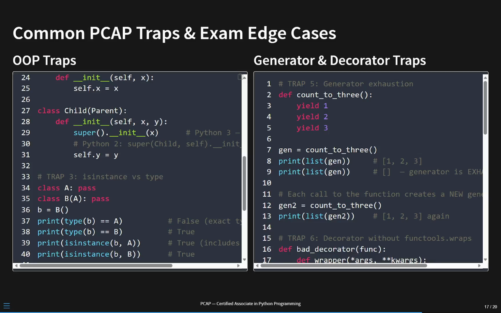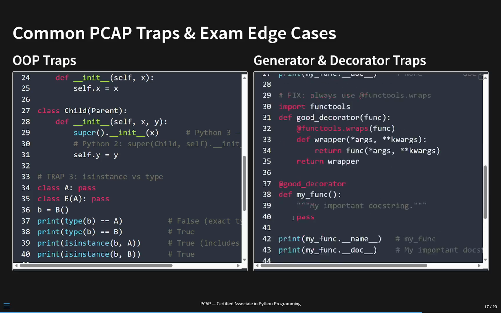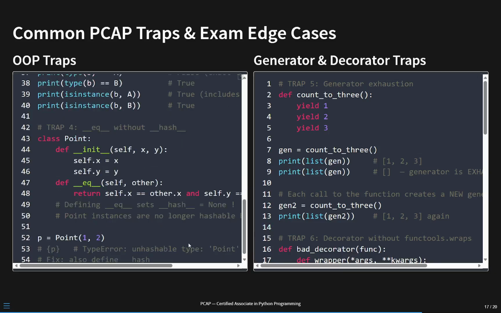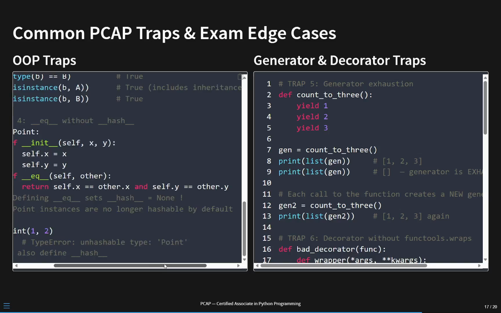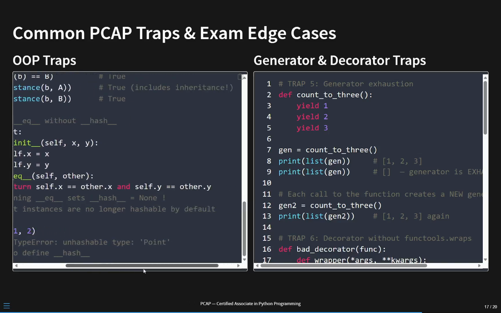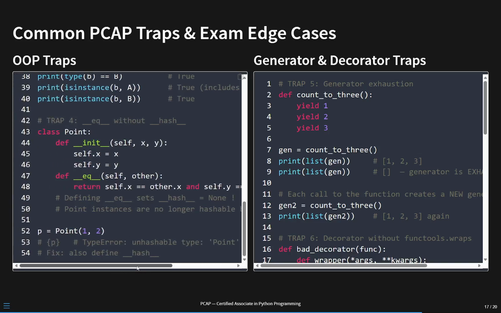__eq__ kills __hash__. When you define __eq__ on a class, Python automatically sets __hash__ equals None, making instances unhashable. You can no longer use them as dictionary keys or put them in sets. To fix this, also define __hash__ explicitly. Typically return hash((self.x, self.y)), or use @dataclass(frozen=True) to get both __eq__ and __hash__ automatically.